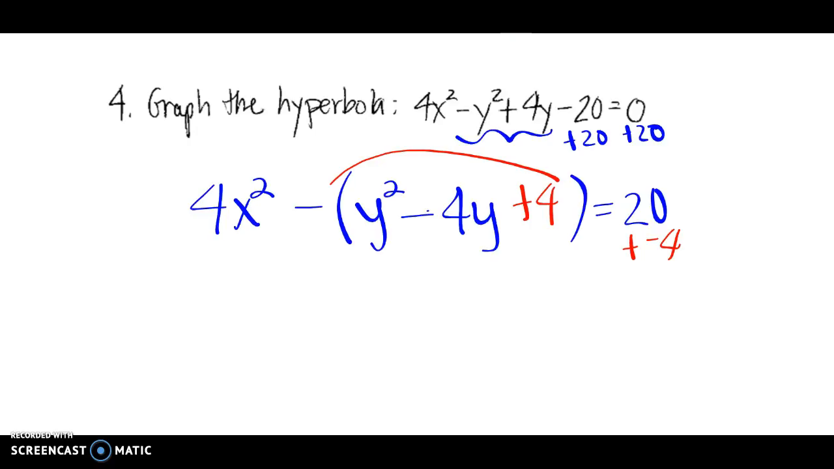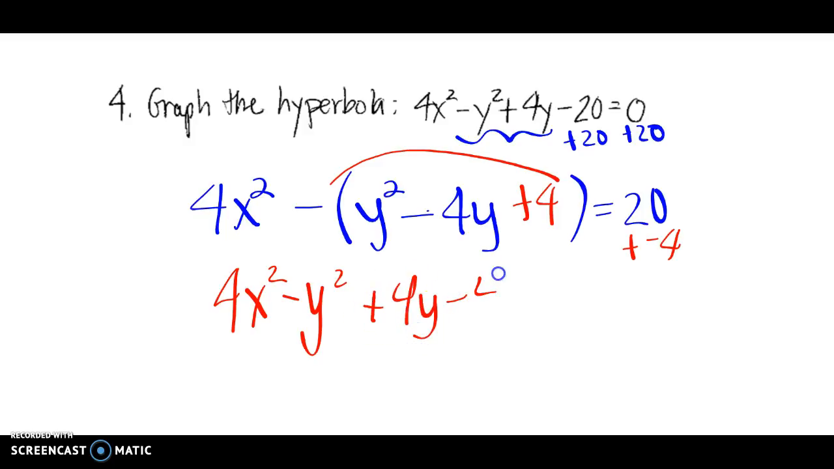If I distribute this back through, this would be 4x squared minus y squared minus a negative plus 4y, and minus the positive is minus 4. So we really just added a negative 4. I mean, we added 4 inside the parentheses, but it's getting multiplied by that negative outside the parentheses.